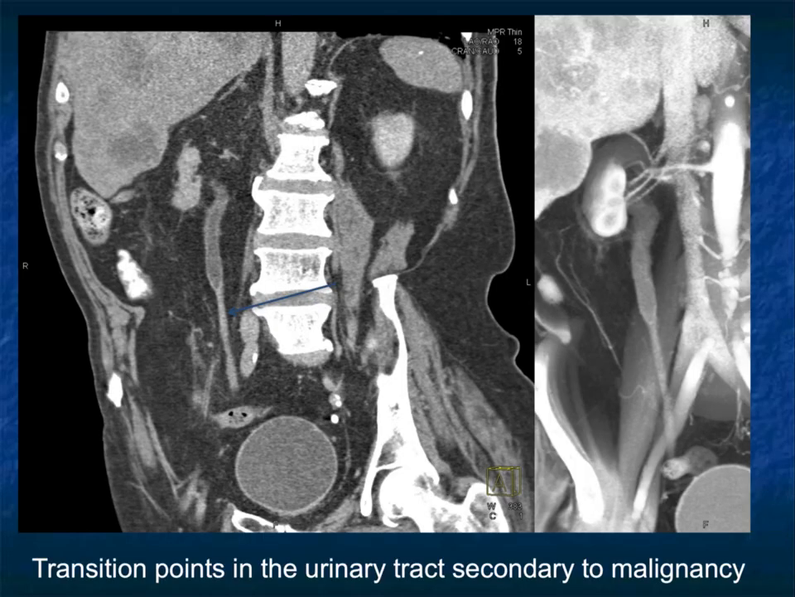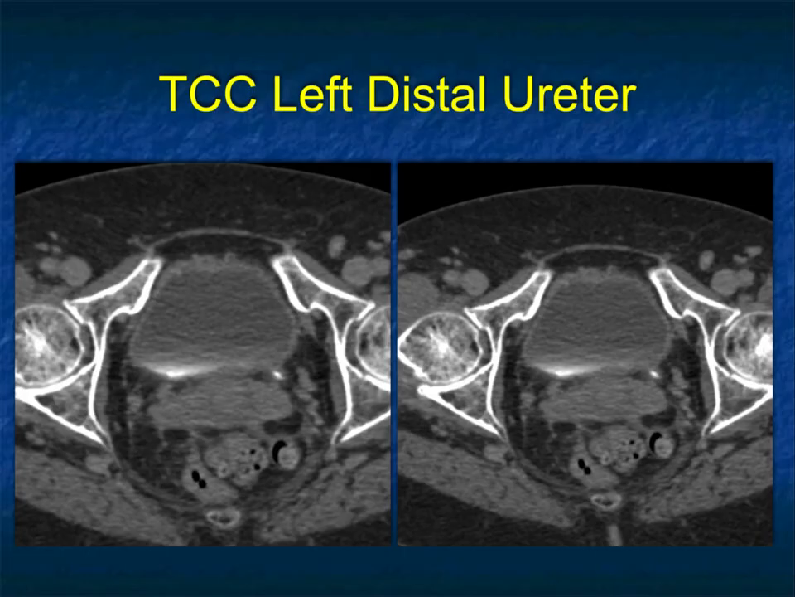Here's another example. Here's a patient with transition points in the urinary tract secondary to malignancy. You look at the patient's ureter, it's dilated, and then there's a transition. In the old days of IVPs, this used to be called the goblet sign. And by the way, even for that not very impressive tumor, look at the liver metastases that are present.